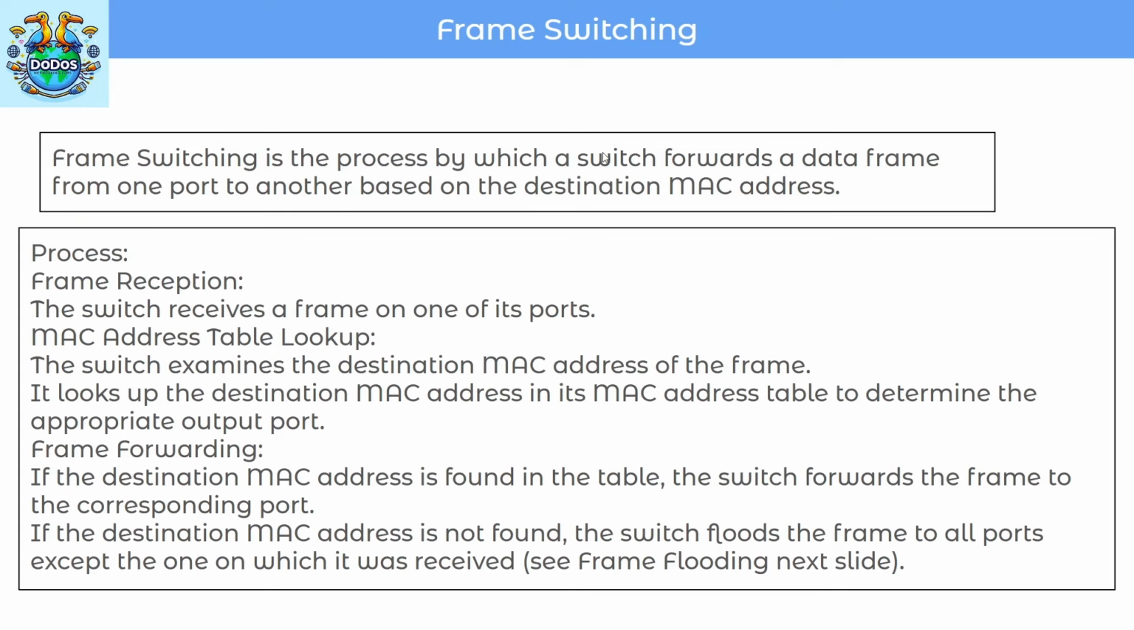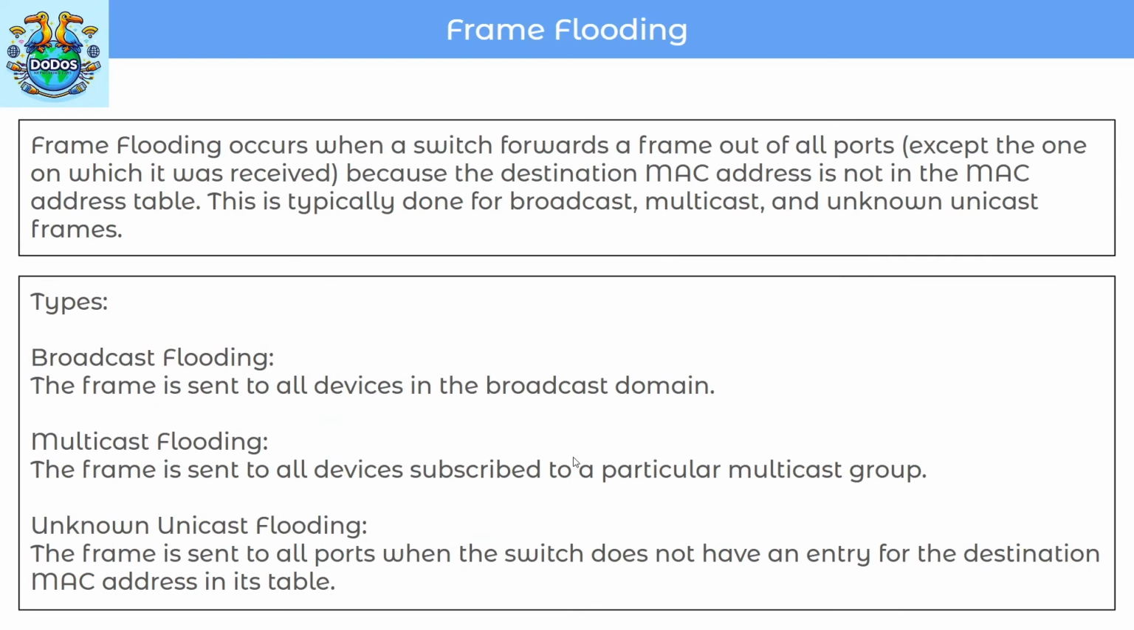Frame switching is the process by which a switch forwards a data frame from one point to another based on the destination MAC address. The process would be frame reception, and then it goes to frame forwarding. So frame reception, it receives a frame, does a MAC address lookup, it searches up where it's supposed to go, and then it forwards it there. And if it's not found, it floods the frame to all ports except the one that it was received on. Remember, this is usually a question, if I'm being honest. You see it everywhere. If you're taking a class or something, this is a question. It floods the frame to all ports except the one that was received.